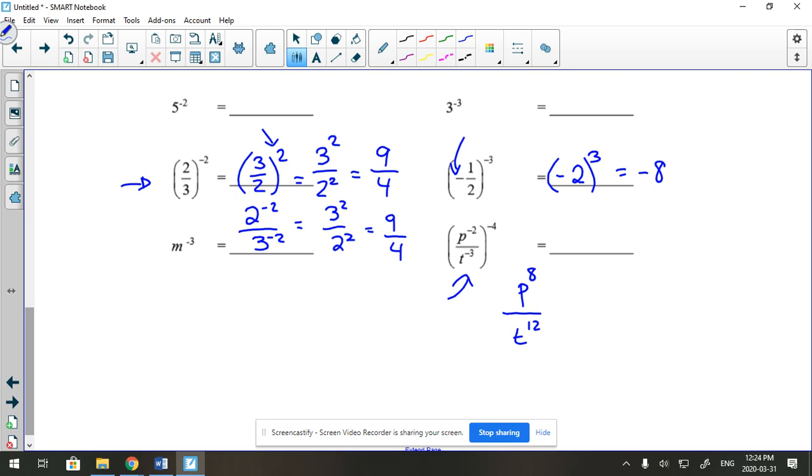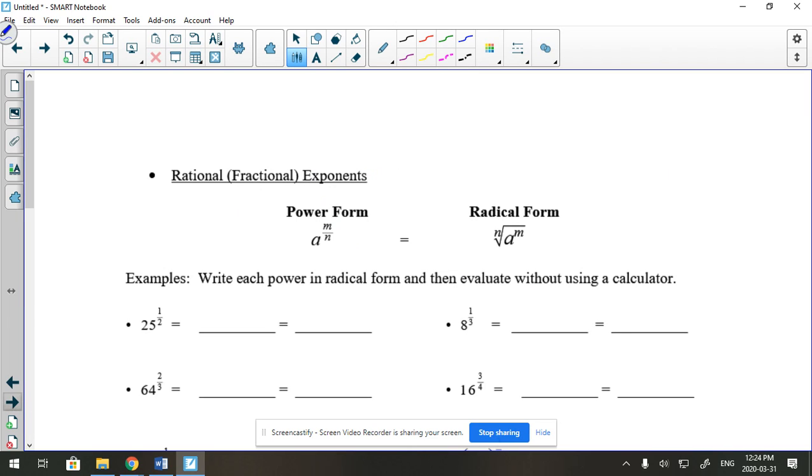Okay, the last little bit that I added in there is exponents that are fractions, rational exponents. We did touch on this before as well. It's another way of writing a root. So here's the power form. So you have a to the fraction of m over n, and this is how you can write it as a radical. So anytime you have a fractional exponent, it's actually telling you you're taking a root of something. And that's how you set it up there.